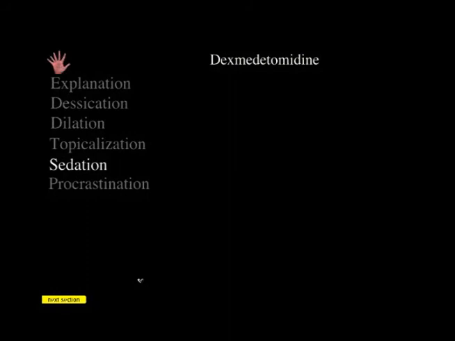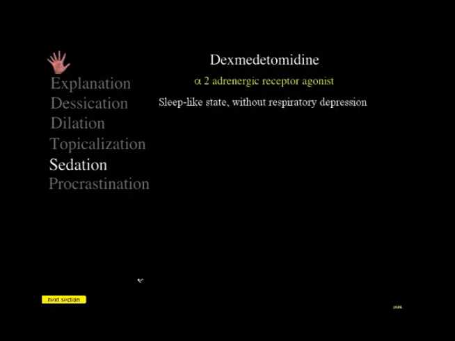Dexmedetomidine. Is anyone using dexmedetomidine? Do you know about it? Very popular ICU drug. Very good for sedation in the ICU. Alpha-2 adrenergic receptor agonist gives a sleep-like state. Patients look like they're asleep, and in fact, the physiology may be very, very similar to sleep. Actually, the physiology of general anesthesia is very similar to sleep, but there's no respiratory depression. So you can take a patient with sleep apnea, and they won't have terrible snoring or obstruction, I should say, using dexmedetomidine.